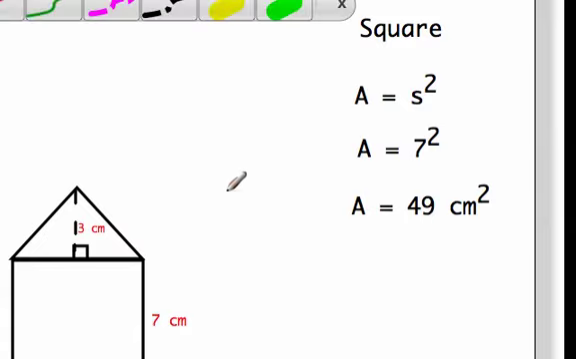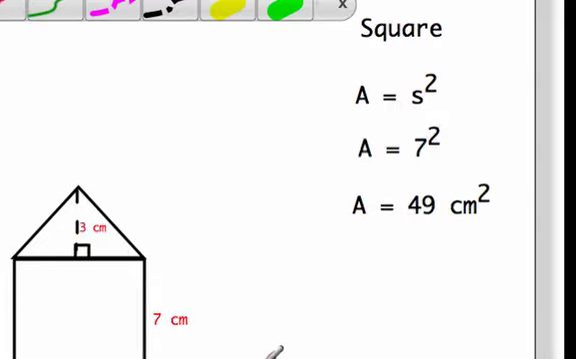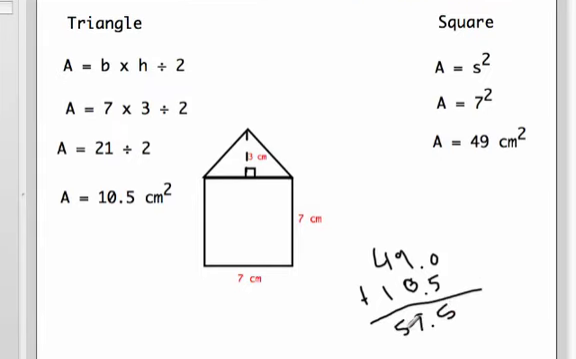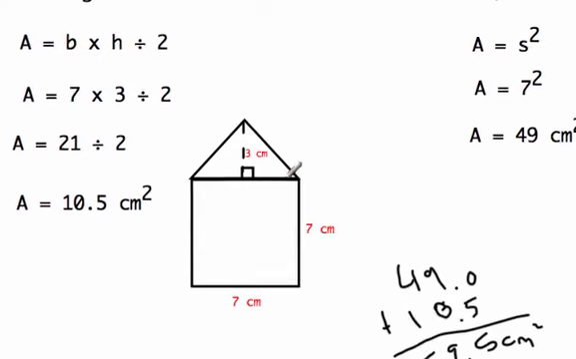So to find the total area, we would just add 49 plus 10.5, and make sure the decimal goes right there. You could even, if you wanted to, put a decimal right there for 49, and we just add those up. So we get 59.5, and as usual, with area, we would put this in centimeters squared.